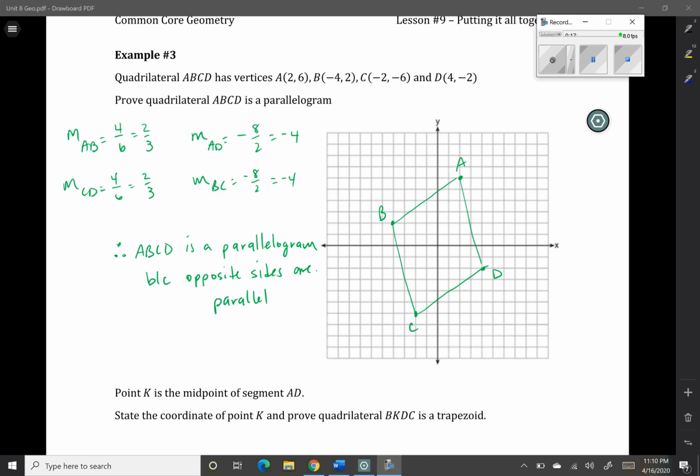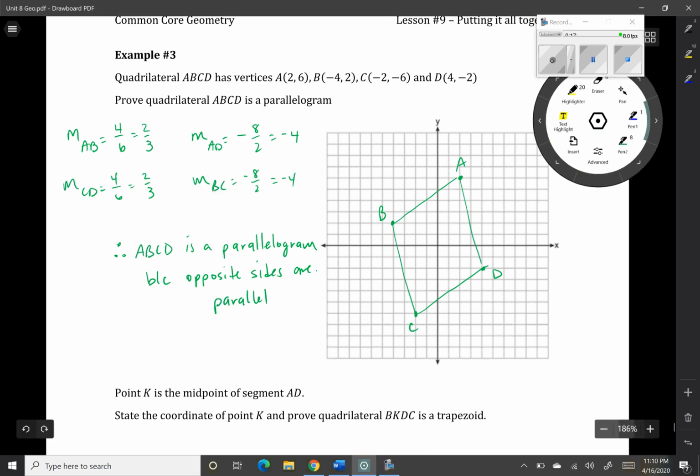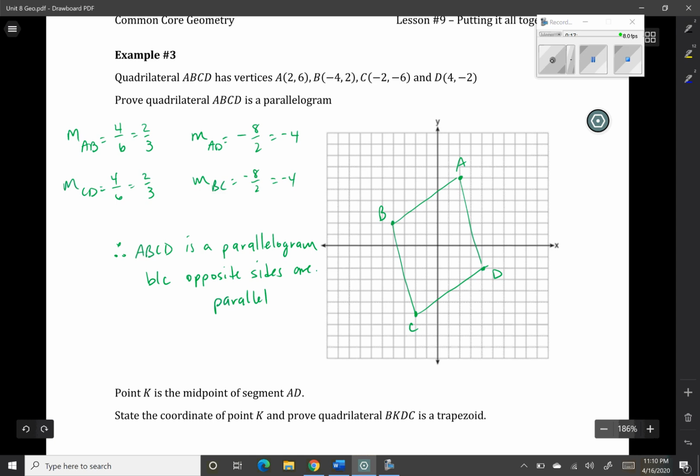It then says point K is the midpoint of segment AD. So for segment AD, and I'll use a different color here, right? So from A to D, I went down 8 to the right 2. So if I go down half of that, so go down 4, 1, 2, 3, 4 to the right 1, I now know where point K is. Point K is the coordinate 3, 2.